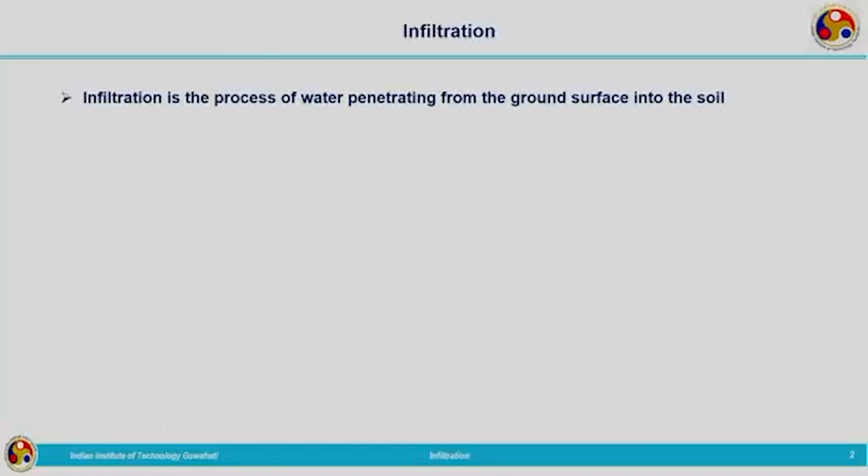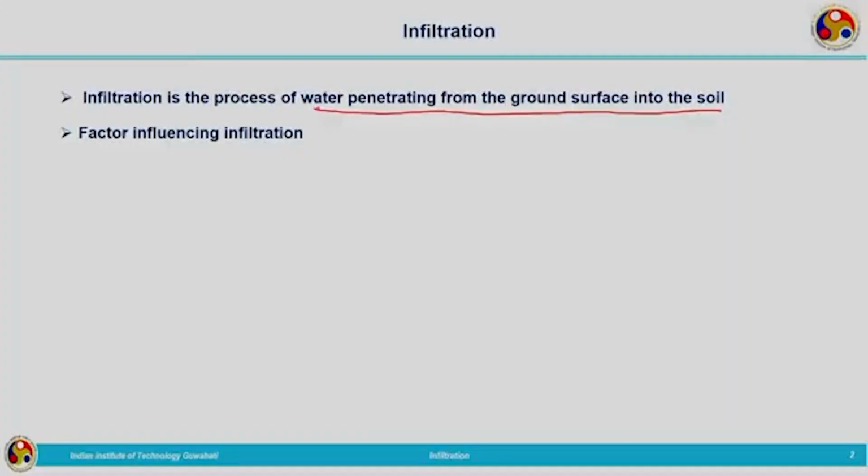Now we can move on to the infiltration process, which is the hydrological process related to subsurface water in the unsaturated zone. Infiltration is the process of water penetrating from the ground surface into the soil. Whenever rainfall is occurring or due to some watering process, water will be moving into the ground. That process of penetrating water from the ground surface into the soil is termed as infiltration.